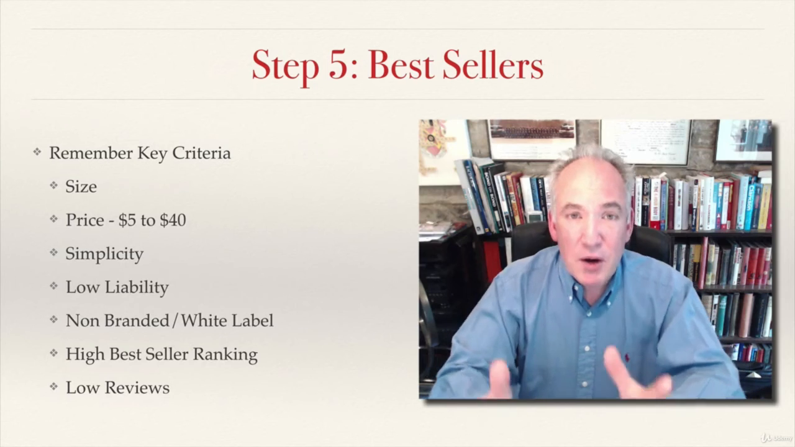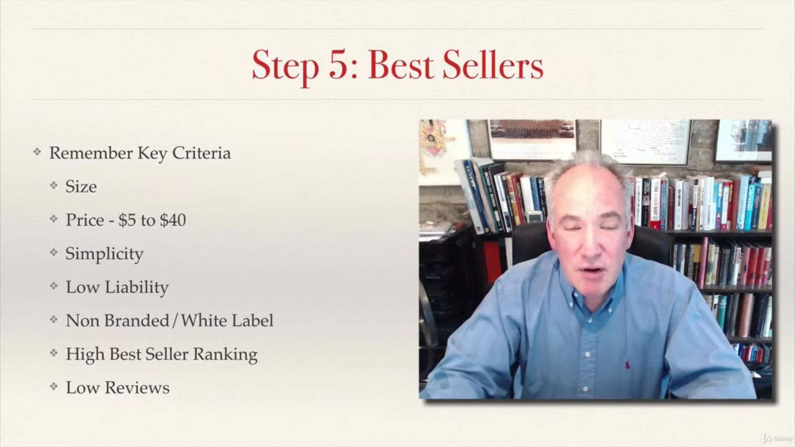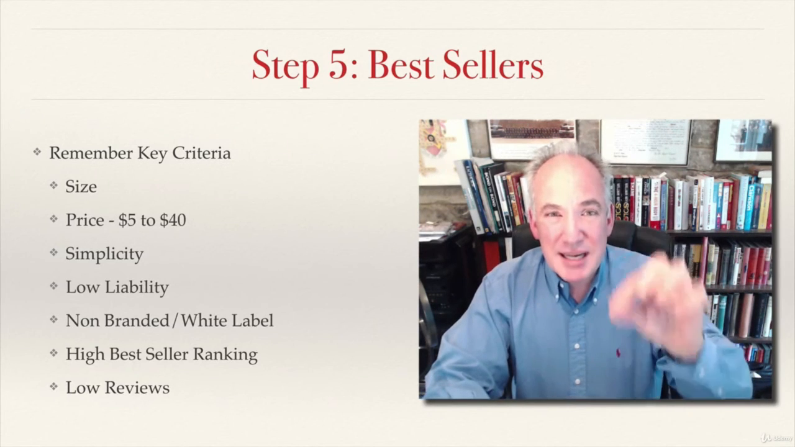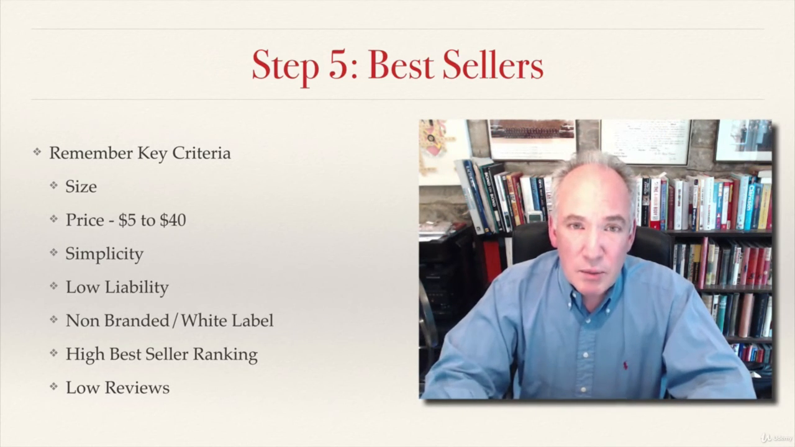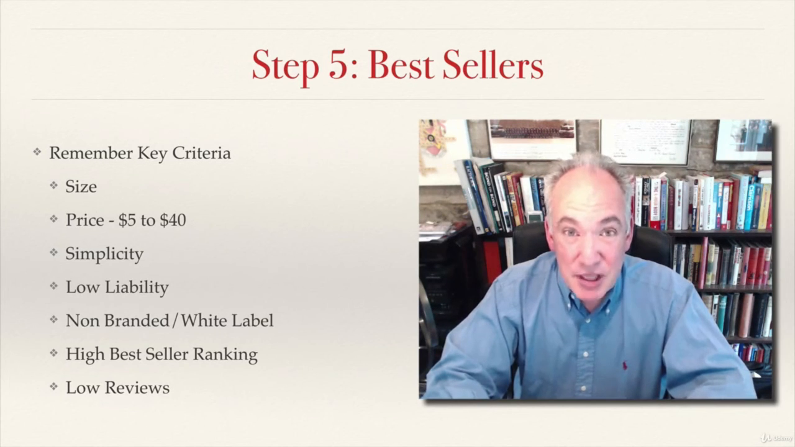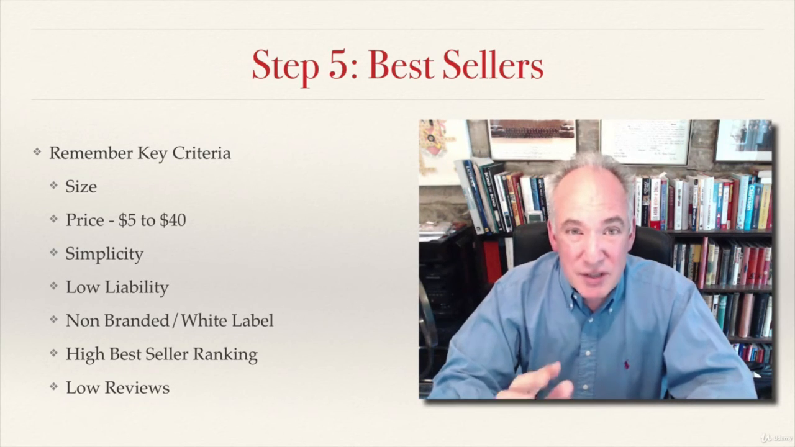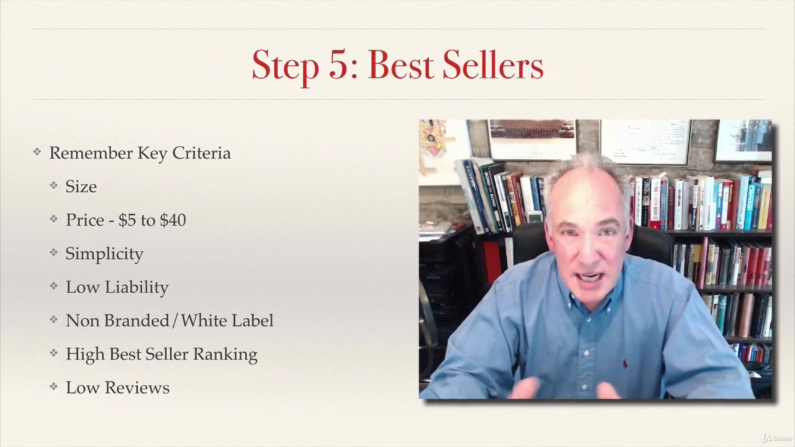So, just before we go and start looking for products, I want to remind you of the key criteria, because what you're going to be looking for is the best sellers in these categories to screen them down. But you need to have things which are small. We're looking at pricing between $5 and $40. You want products which are simple, i.e. there's very little for them to go wrong. You want low liability, so I would rule out knives. You must have something which is non-branded, which has got white label potential. This is absolutely critical. And you want something which has ideally got a high bestseller ranking and a low number of reviews. So those are the criteria that you're applying to the exercise.